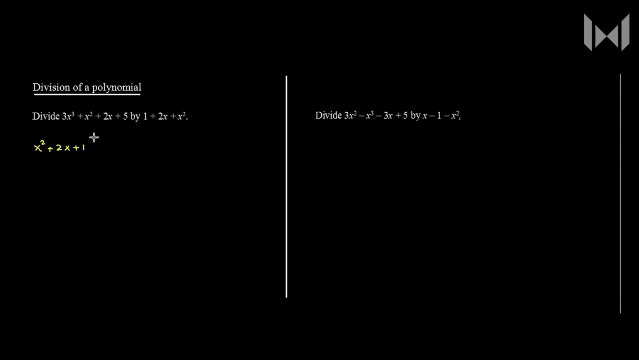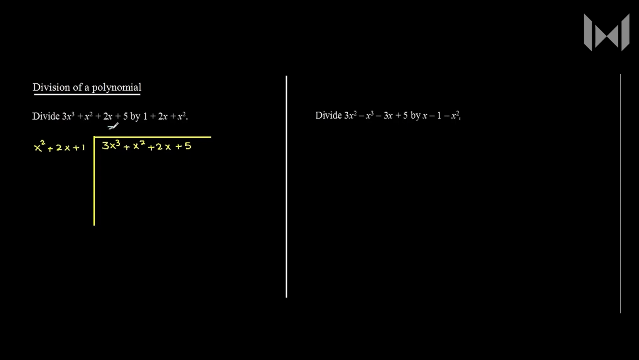Then we need to write the dividend inside. We again see if everything is in order. Yes, it is. So we write 3x cube plus x square plus 2x plus 5. Now to determine what to take in the quotient, we divide the first term, 3x cube, by the first term of the divisor, which is x square. 3x cube divided by x square gives 3x.